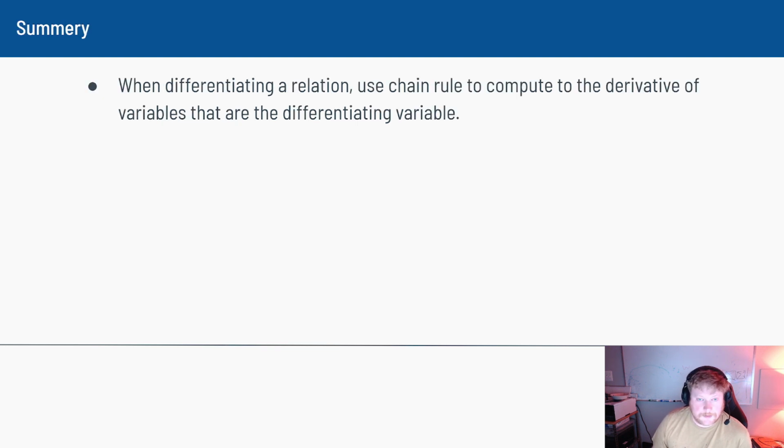Okay. So in summary, when differentiating a relation, anytime we are differentiating a variable with respect to a different variable, the chain rule comes into play, and I have to multiply by the derivative or prime of whatever that original variable was.